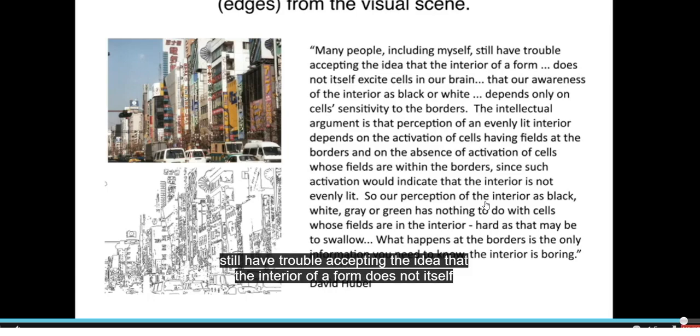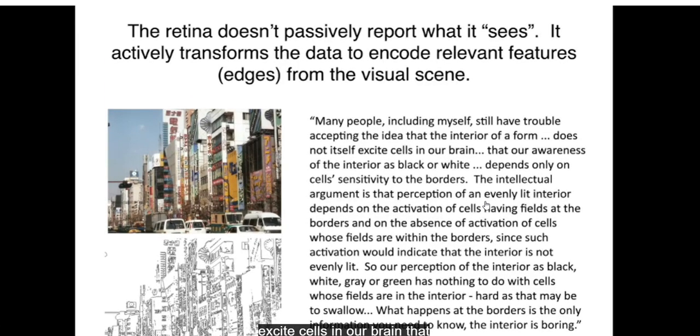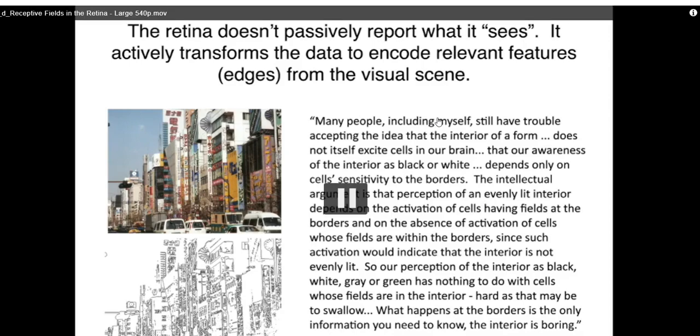Many people, including myself, still have trouble accepting the idea that the interior of a form does not itself excite cells in our brain, that our awareness of the interior as black or white depends only on the cell's sensitivity to the borders. The intellectual argument is that the perception of an evenly lit interior depends on the activation of cells having fields at the borders and on the absence of activation of cells whose fields are within the borders, since such activation would indicate that the interior is not evenly lit. So our perception of the interior as black, white, gray, or green has nothing to do with the cells whose fields are in the interior, hard as that may be to swallow. What happens at the borders is the only information you need to know. The interior is boring. Word, David Hubel.